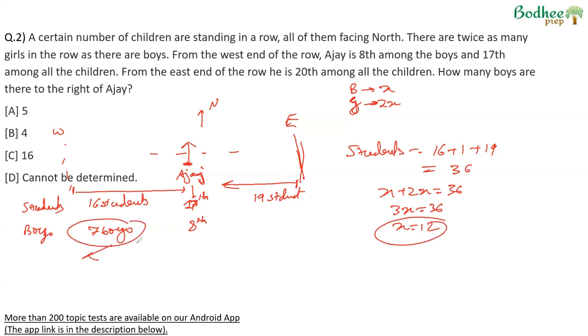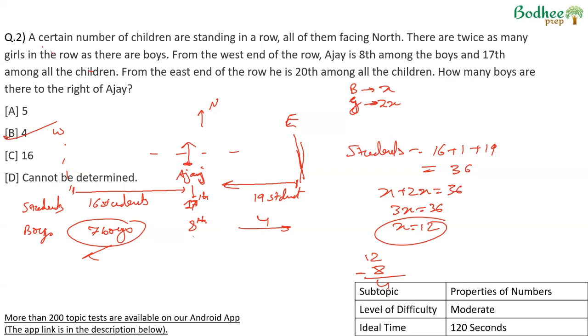And there were 7 boys to the left of Ajay. 8th was Ajay. So if we look at the number of boys remaining, 12 minus 8 is 4. So there will be 4 boys towards the right of Ajay. How many boys are there to the right of Ajay? Option B, 4. I think in terms of level of difficulty, the concept is not very difficult. There might be some confusion with the numbers, but in any case, 2 odd minutes should be good enough to get this answer correct.